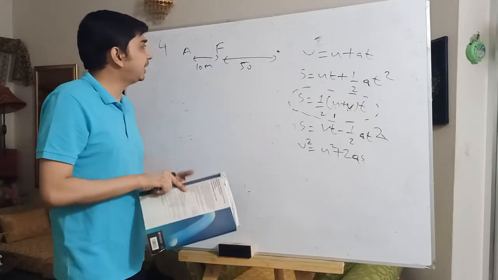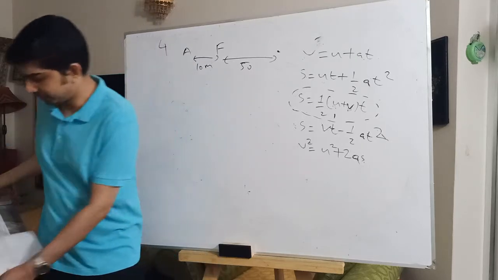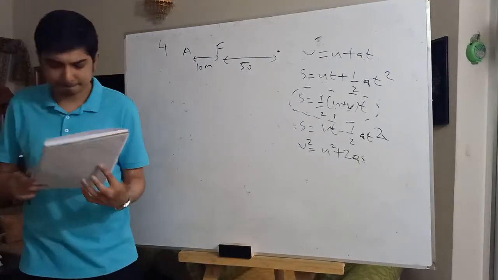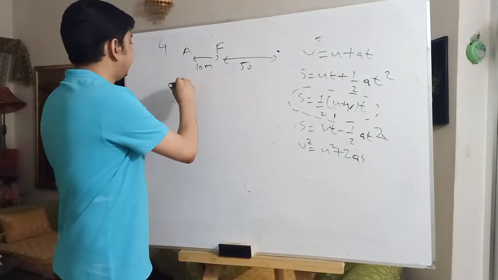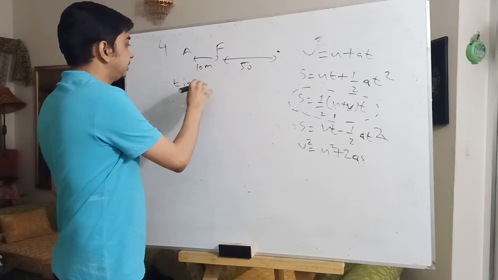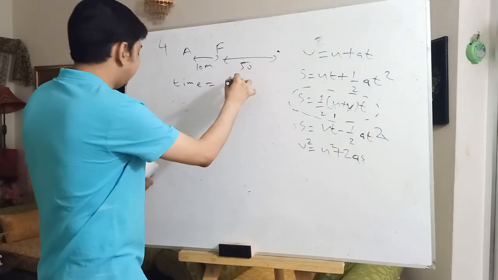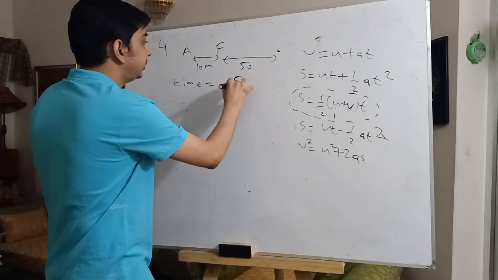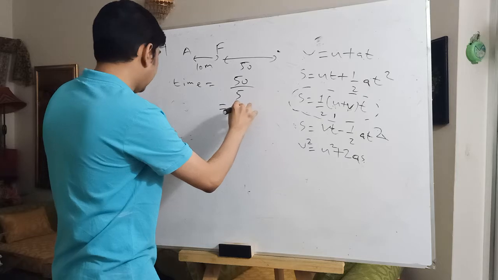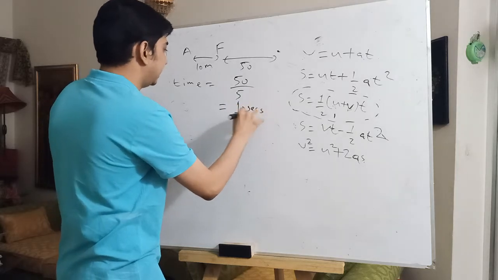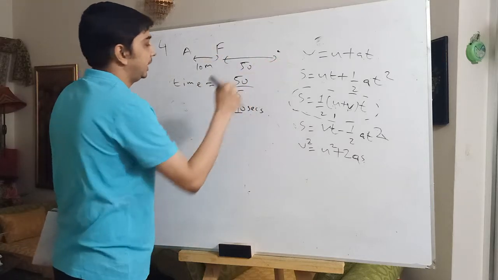So first let's find the time taken by Fatima to finish the race. The time taken for Fatima to finish. So I'm just writing time. It will be what? Distance by velocity. So distance is 50 meters divided by 5, the velocity. So it will be 10 seconds. This is the time taken for Fatima to come from this point to the end.